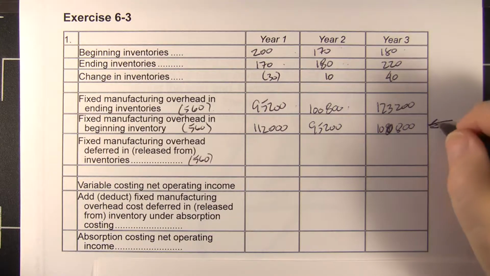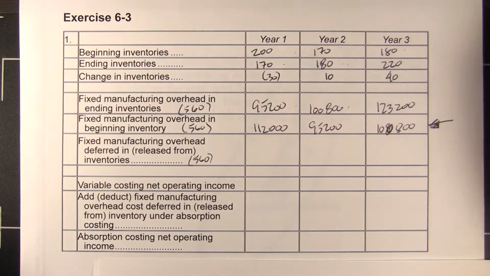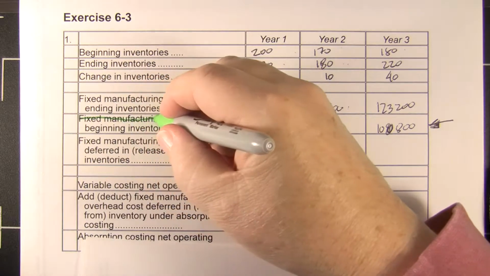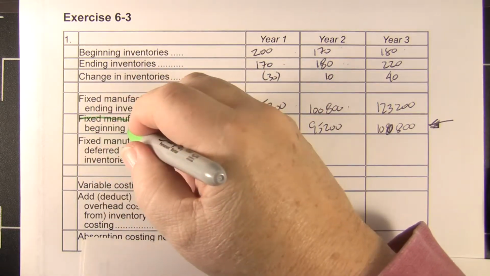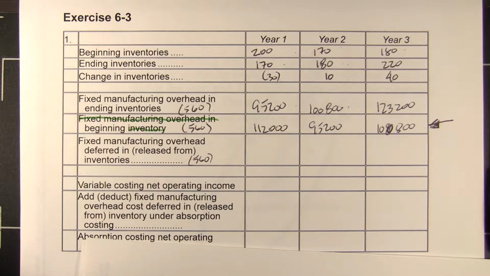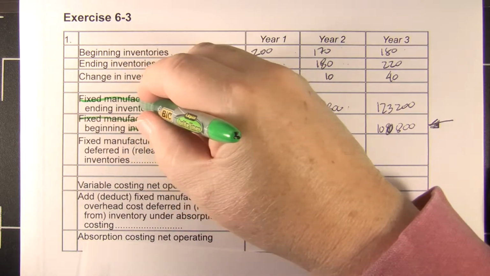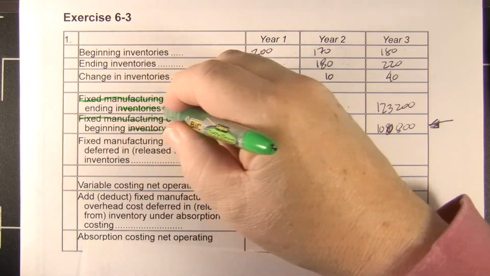This is the difference between absorption and variable costing. That line right there is the difference, because that's fixed manufacturing overhead in inventory. That's fixed overhead that we have calculated and put in inventory. Okay? And that's why we have to fuss with this, because the overhead is in inventory.